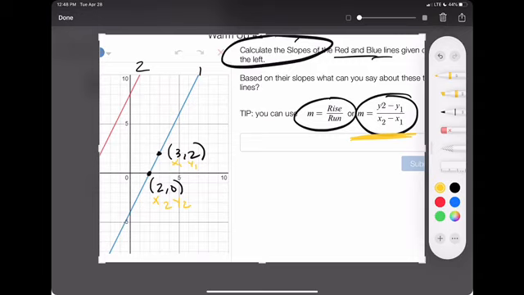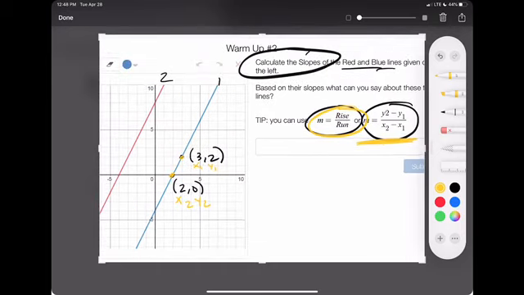Now, if you don't want to do that, then you can just use rise over run. So you need to count how many times you need to rise, if you're starting here and want to land here, how many times you have to run. And you would do that with both the blue and the red lines. Okay, so that's the first part of this warm-up.